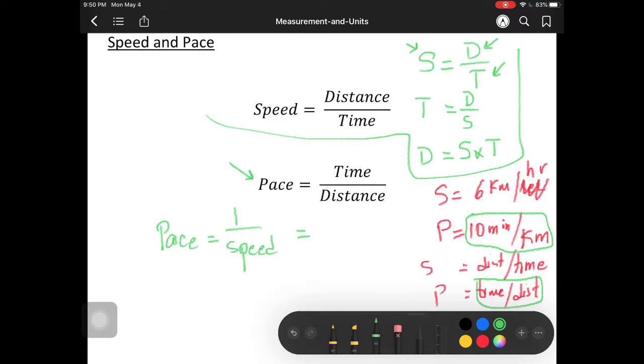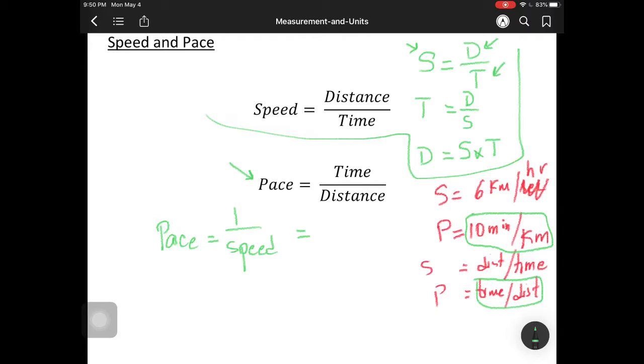So because pace is 1 over speed, which is the inverse of speed, so instead of having distance over time, you would have time divided by distance, as you can see written here. So make sure you memorize this and make sure you memorize this. And this is it for measurement and units.